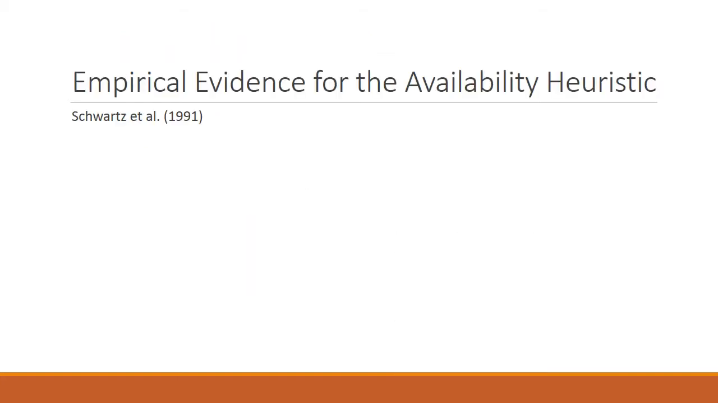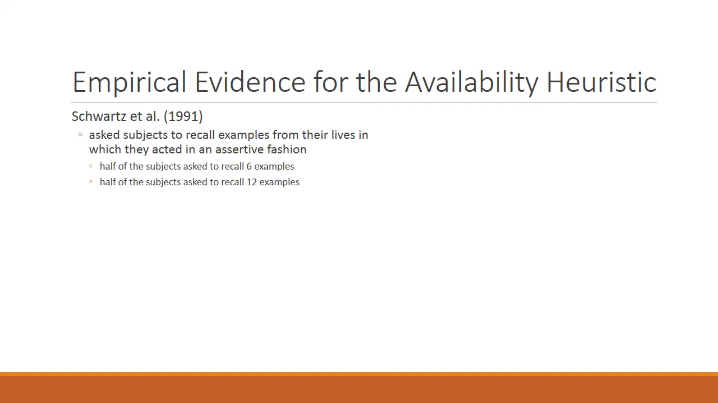So we can also look at empirical evidence for the availability heuristic. So in this study, people were asked to come up with examples where they were assertive in certain situations in their lives. And half of the subjects they asked to recall 6 examples, and the other half they asked to recall 12 examples.